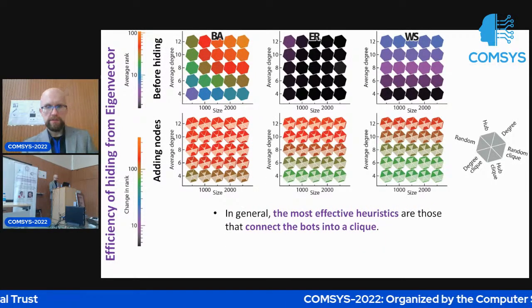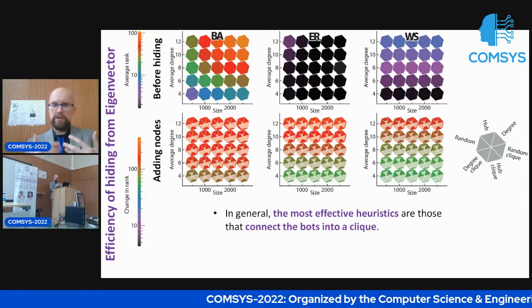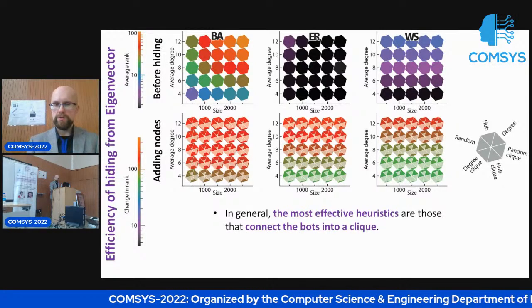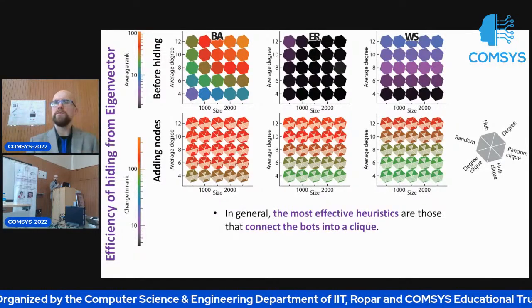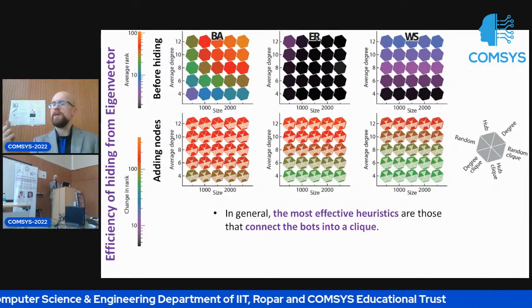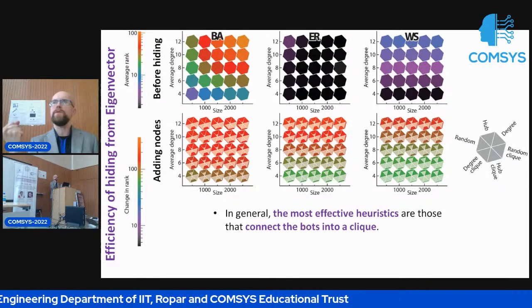So let's see the results. Again, they are very, very similar between each other, right? So in most cases, the most effective way of hiding by adding nodes is to connect the bots into a clique and to connect this new dense group of nodes into the network.